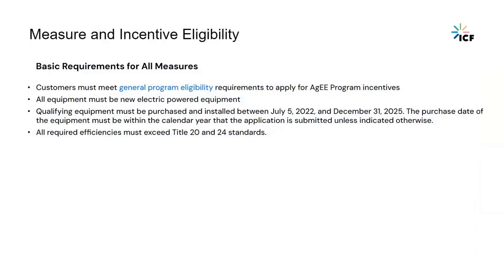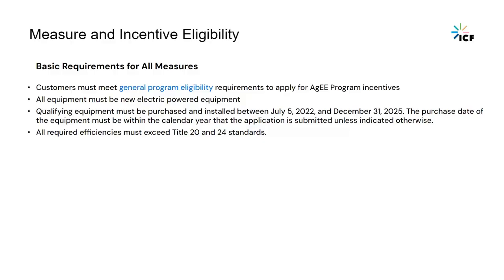Some of the basic eligibility requirements. The customer must meet the program eligibility requirements. This includes being a customer for either SoCalGas or SoCal Edison. All equipment must be new, either electric or gas powered equipment.